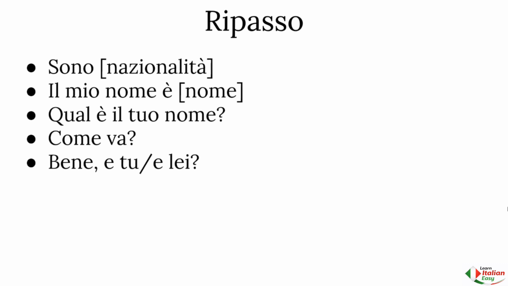Qual è il tuo nome? Come va? People, I don't know why, but always forget about this possibility of come va. It's very common, actually. It's even more common than come stai. Come stai is a little more intimate, actually. I would say that to a close friend, for example, but if I meet a friend, I would probably say come va. Okay? And then the reply. Bene. E tu? E lei?